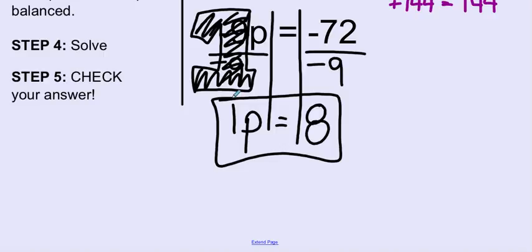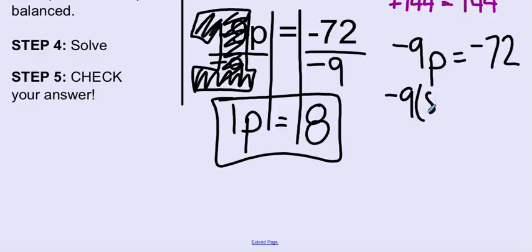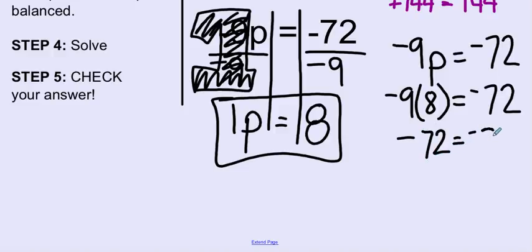If I went over here to check my answer, I know that my original equation was negative 9p equals negative 72. I said that p equals 8, so I'm going to substitute in the 8 for that. Negative times a positive is a negative. 9 times 8 is 72. And does negative 72 equal negative 72? It sure does, so I know it checks out.